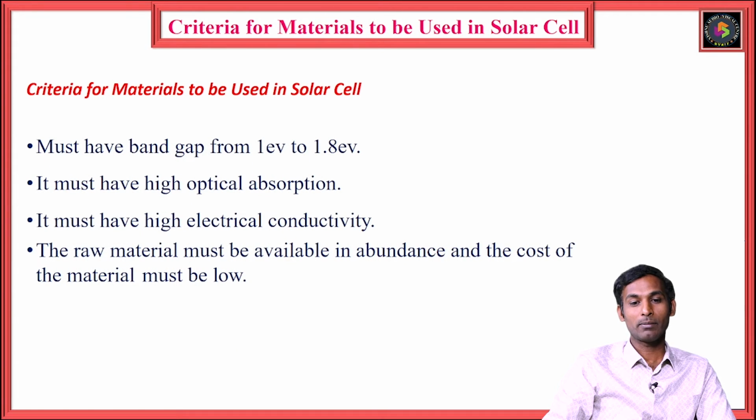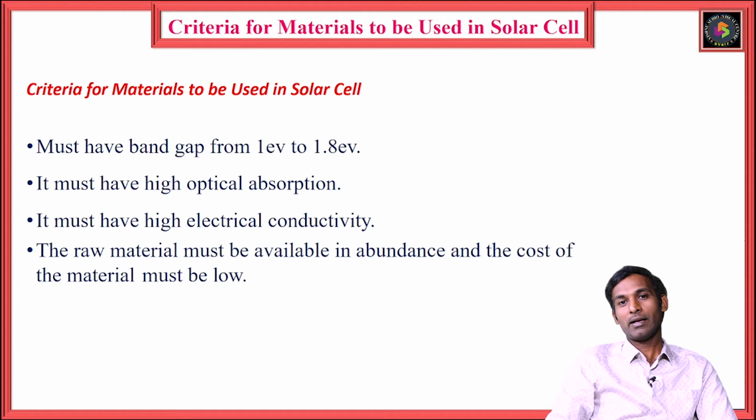Now you can see here, what is the criteria for material to be used in solar cell? The criteria means what is the energy gap value for silicon. In silicon, the energy gap is nearly 1.1 electron volts. It must have a band gap from nearly 1 electron volt to 1.8 electron volts. It must have high optical absorption. Why? Because for a solar cell, the absorption is very important, that is the absorption of light radiation.